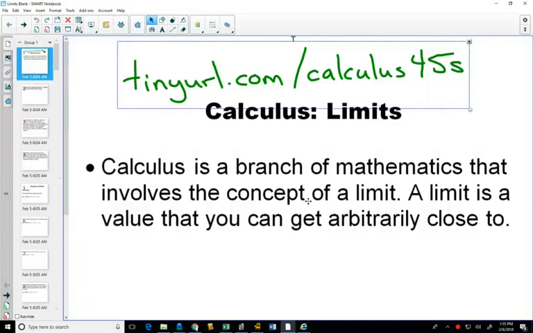But we'll get started. This is our booklet on calculus. What you'll have here is a bunch of examples. We do some review today, and we're going to look at the first part of calculus, which is limits. So the idea of a limit is something that you get close to.